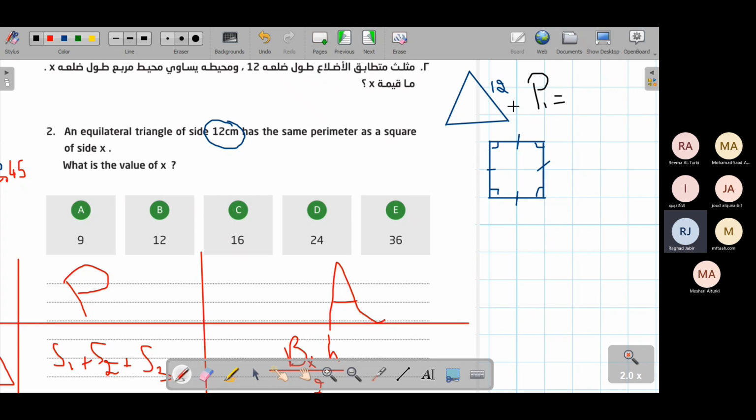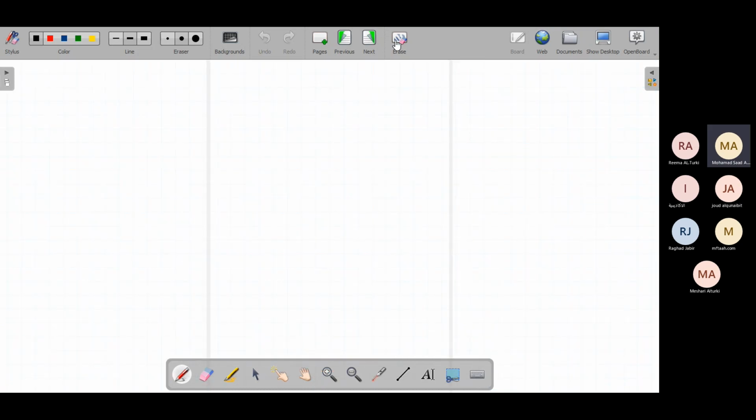36. Again, 136? No, 36. Okay, 36. Why 36? Because 12 plus 12 plus 12. Excellent. Let me see the others if they have any questions.